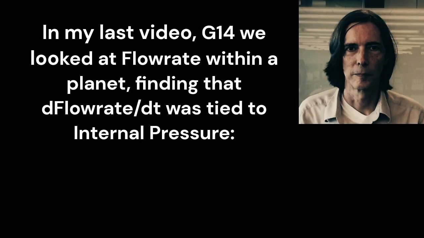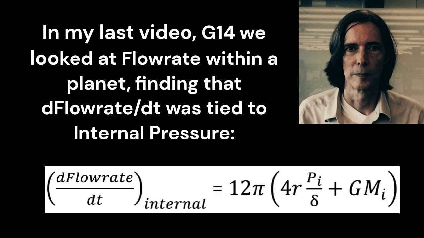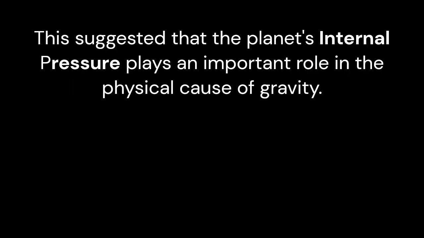In my last video, G14, we looked at the flow rate inside a planet, finding that there were two components to this. That dFlowRate/dt had one term that was 12 pi G Mi, that's the mass inside some internal radius r, and another term which is 48 pi r over the density of the planet times the internal pressure. This suggested that internal pressure plays an important role in the physical cause of gravity.